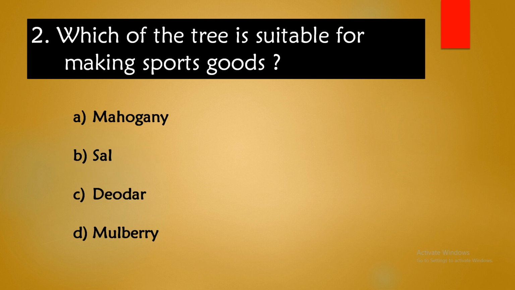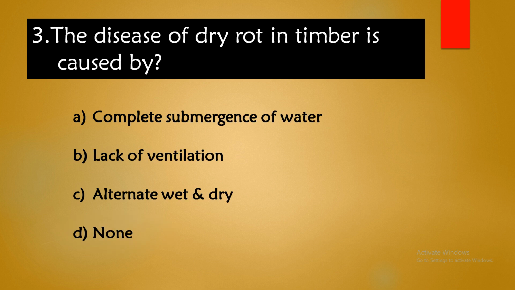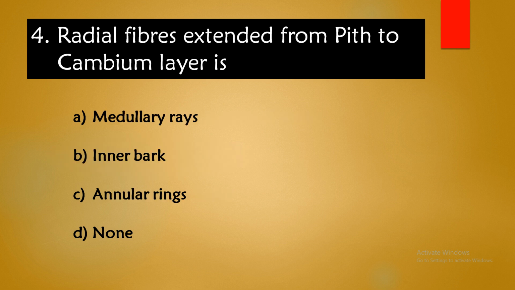Which of the trees is suitable for making sports goods? Mahogany, sal, deodar, mulberry. The answer is mulberry. The mulberry tree is usually used for making sports goods. The third question: the disease of dry rot in timber is caused by complete submergence in water, lack of ventilation, alternate wet and dry, none of these. The answer is lack of ventilation.